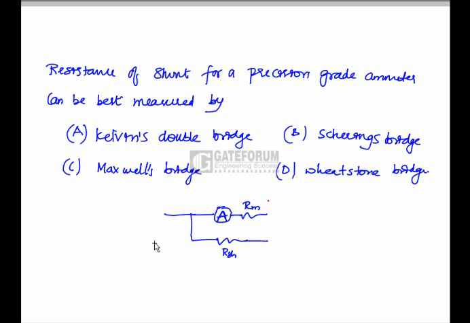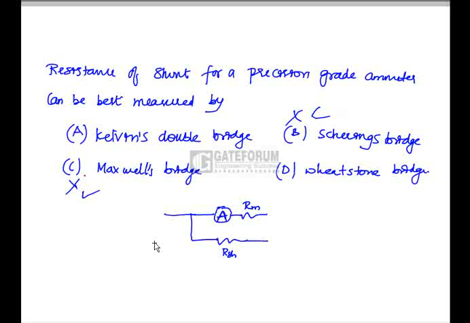Resistance of shunt for a precision grade ammeter can be best measured by, you can see four options there. Directly you can eliminate two options. This is option B and option C. Maxwell bridge is for inductance and this is for capacitance. Another two are resistance bridges, Kelvin double bridge and Wheatstone bridge. Now which one do we have to use out of these two bridges?